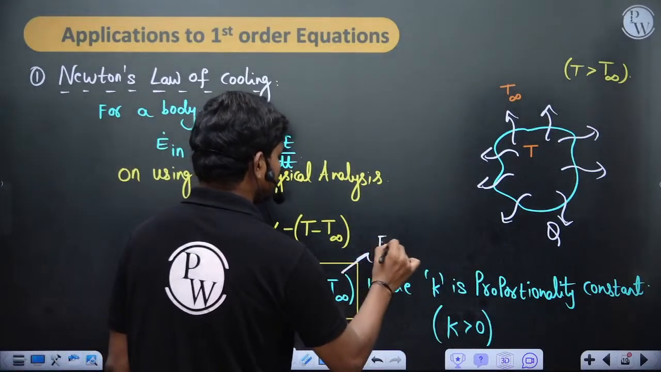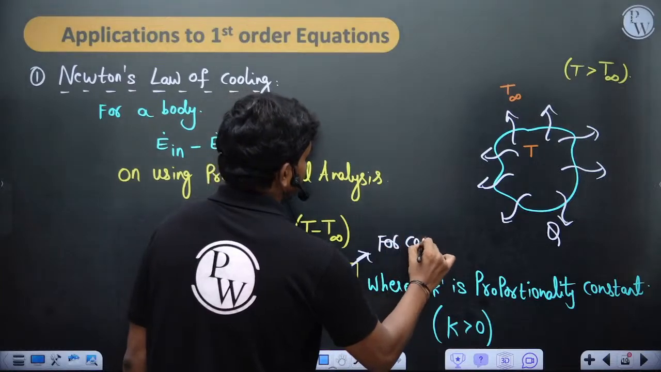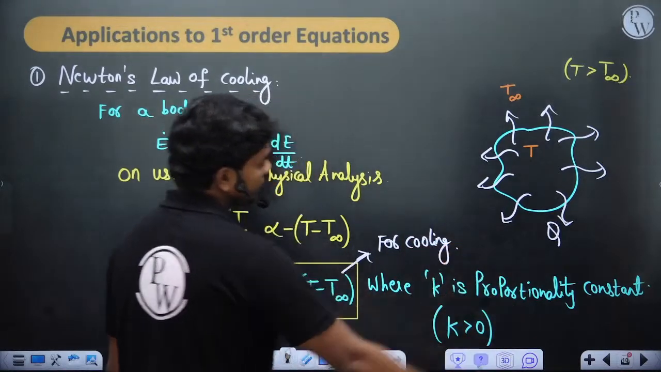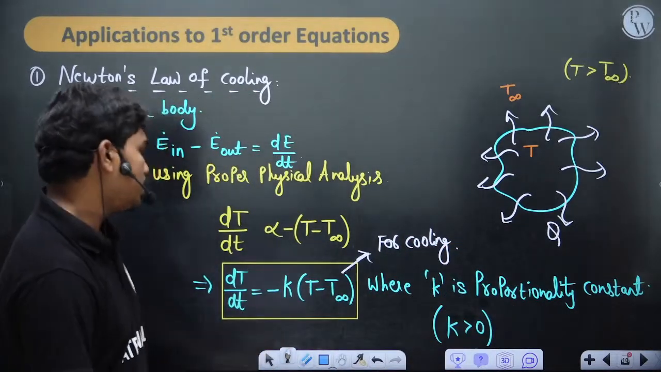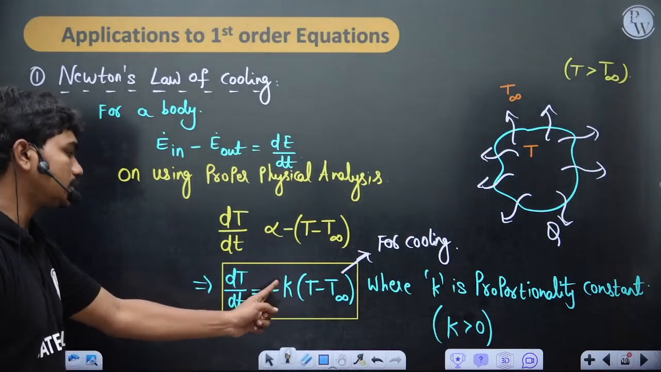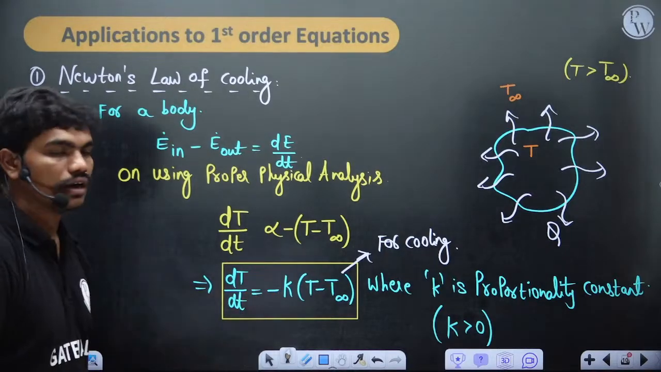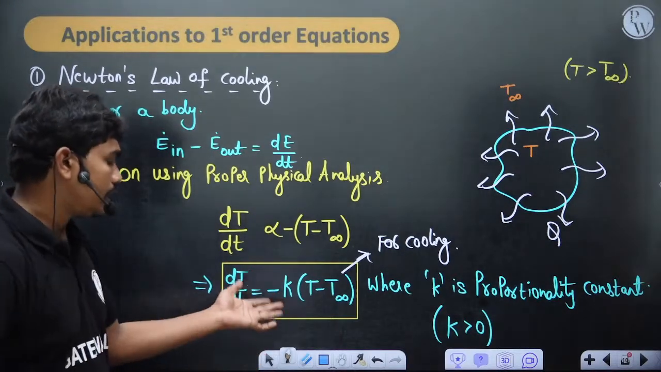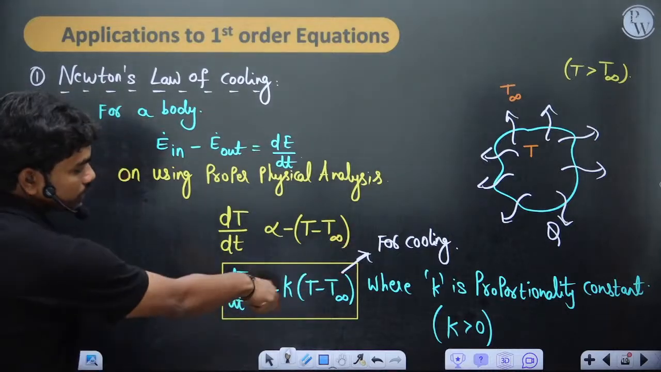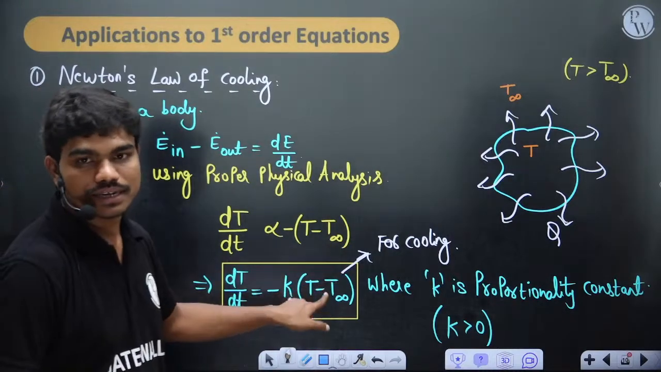So this is for cooling here. And k has dimensions. K is also a dimensional constant which has units of 1 by second, or 1 by hour, whatever unit of time you consider. So this k has the dimensions of 1 by time, because the equation should be dimensionally matched on both sides.